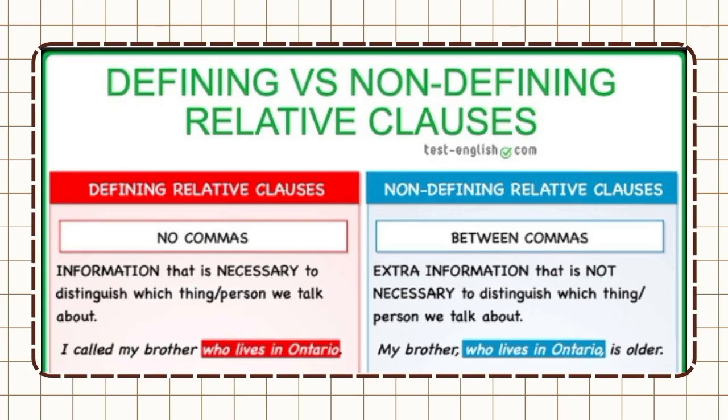Okay, this is the example of defining and non-defining relative clauses. If there are no commas, that is a defining relative clause. But if it is between commas, it is a non-defining relative clause.